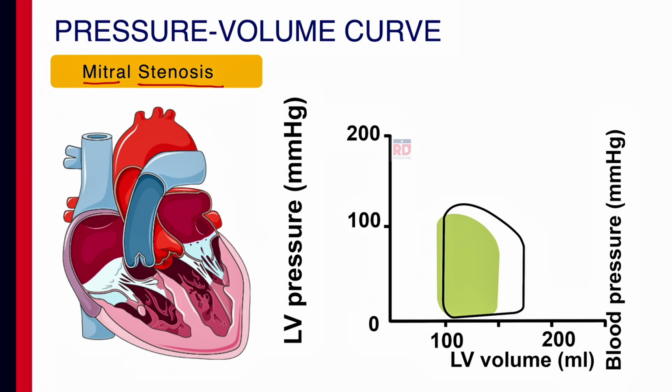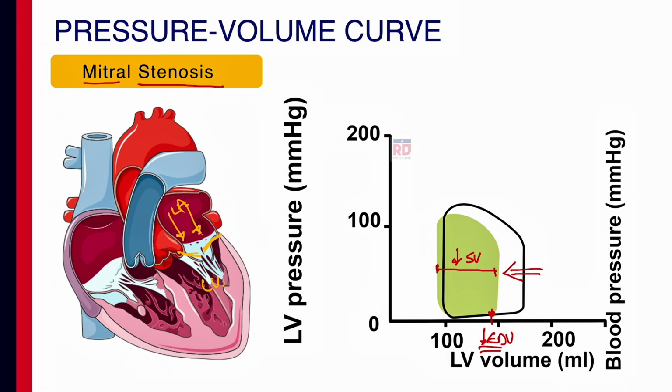So what's going on in mitral stenosis? The mitral valve is narrowed, so less blood gets from the left atrium into the left ventricle during diastole. That means we start with a lower end-diastolic volume. The ventricle just isn't receiving as much blood. So what happens to the loop? Since there's less volume to begin with, the loop shifts to the left because preload is reduced. You also notice that the stroke volume is lower, the loop is narrower, simply because there was less blood available to eject.